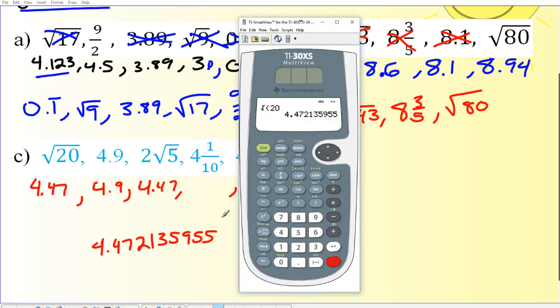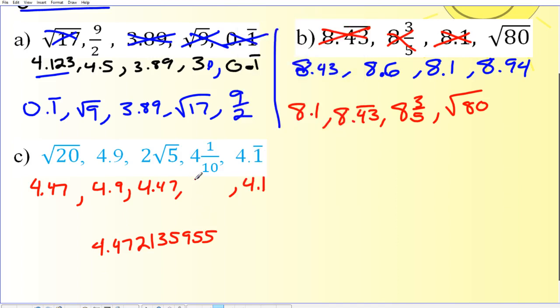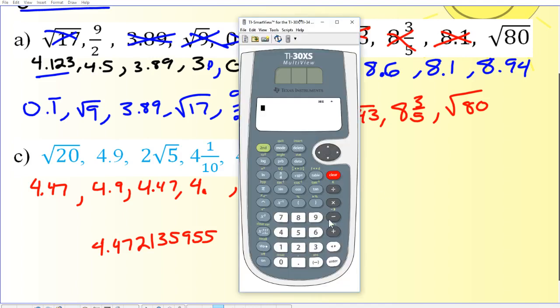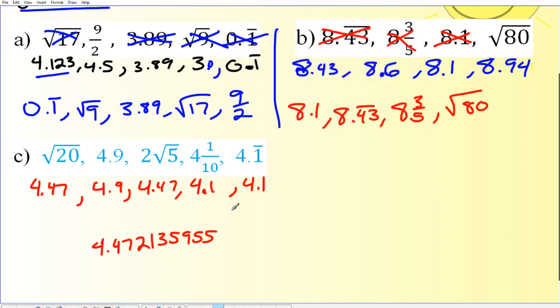All right, 4 1/10. So I know it's going to be a 4 point something because that's the whole number. 1/10, I've got to figure out. 1 divided by 10 is 0.1. Uh-oh. These two look like the same. It's like those two are the same.